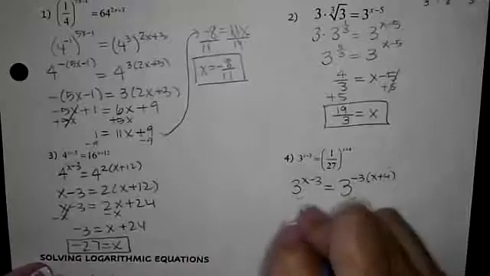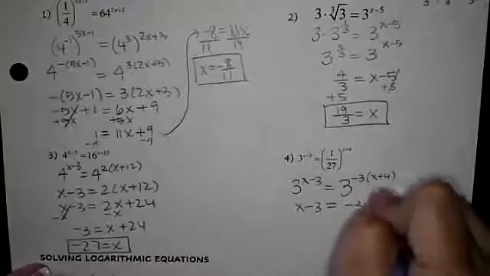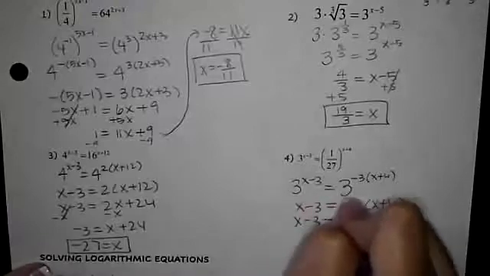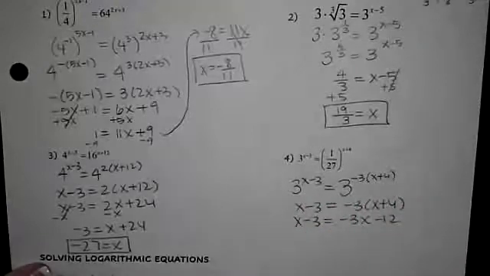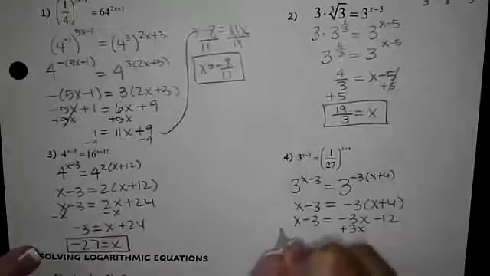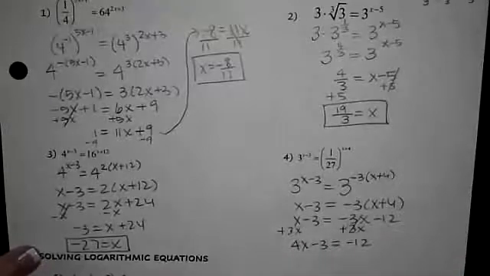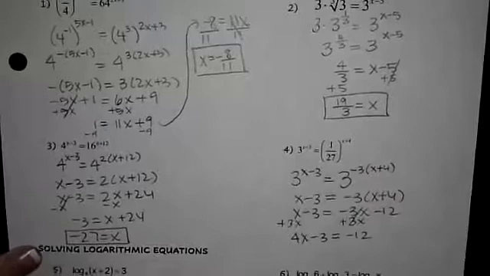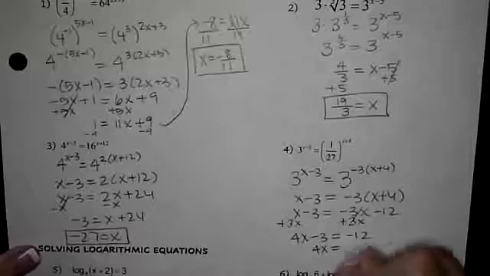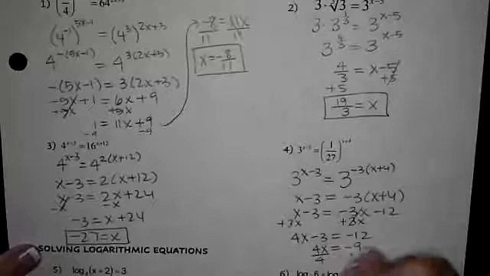Now that we have the same bases, we could set those equal to each other. So we get x minus 3 is equal to negative 3 times x plus 4. We distribute. And now we want to combine our like terms. So I'm going to add the 3x to get it to the other side. That's 4x minus 3 equals negative 12. We add the 3 to get it to the other side. So that is 4x is equal to adding that 3. So that's negative 9. And then I divide by 4.